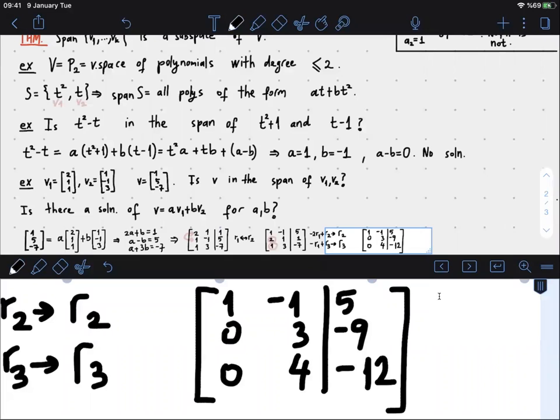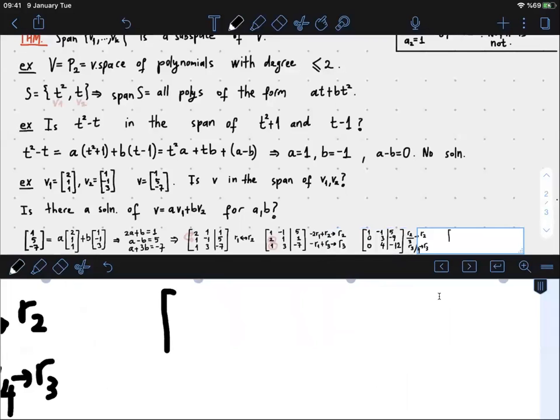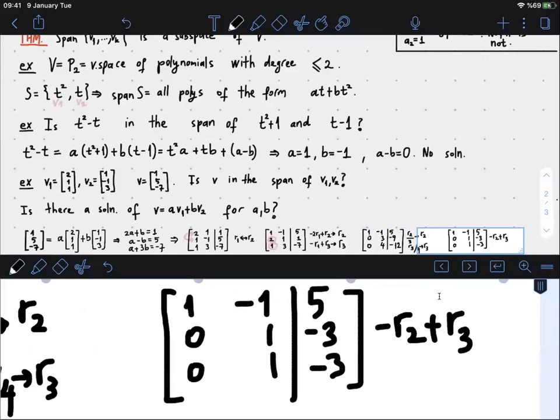So I can do row 2 over 3 to row 2, and row 3 over 4 to row 3. If I do this, what do I get? I get 1, minus 1, and 5, and I get 0, 1, minus 3, and I get 0, 1, minus 3. Now finally I can write minus row 2 plus row 3 to row 3.